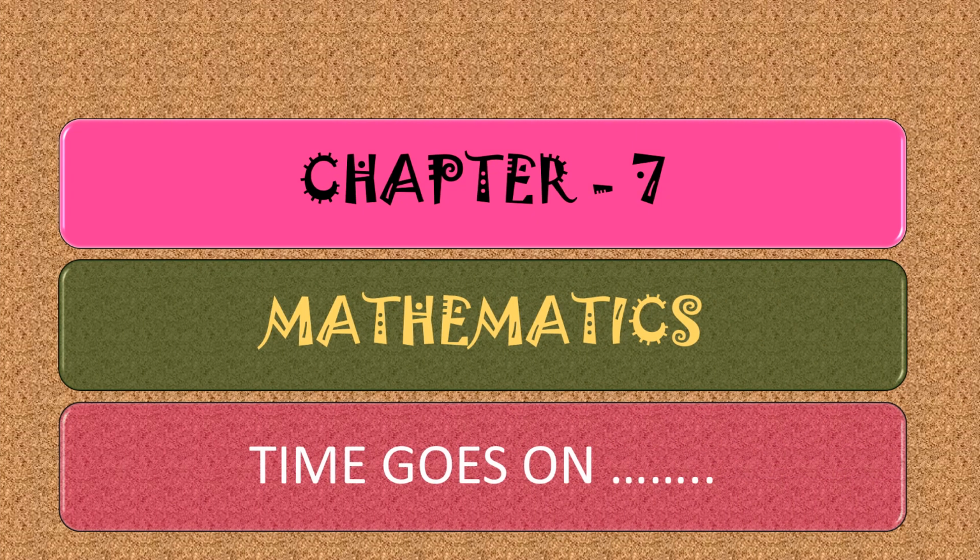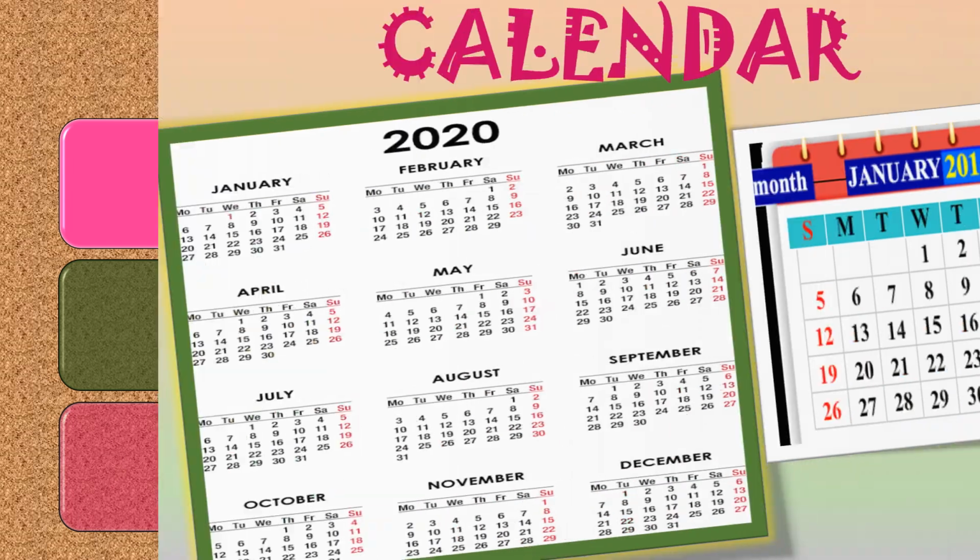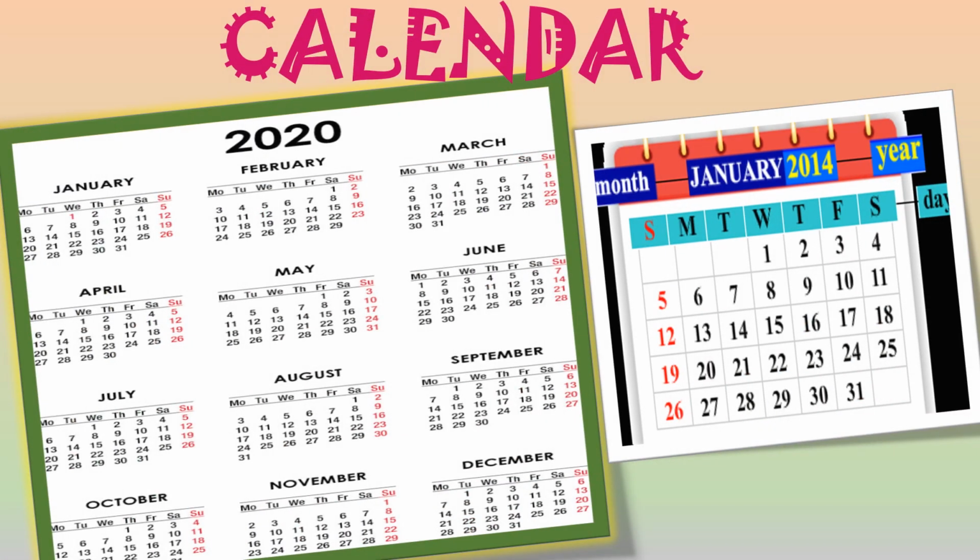Chapter 7: Time Goes On. In this chapter, we are going to learn about the calendar and how to read and write time. Dear children, you have seen many types of calendars. Here is the calendar for the year 2020.